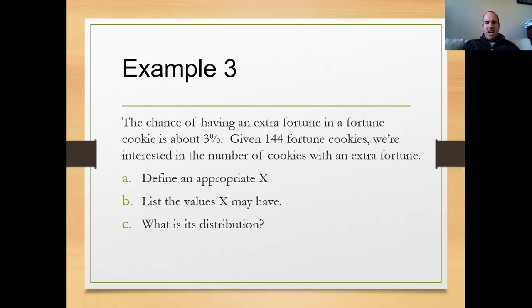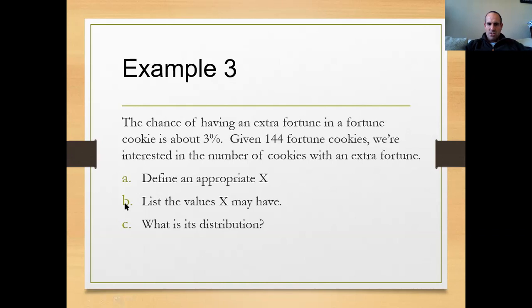Well, okay, we're wanting to count the number of cookies with an extra fortune. That number is going to be between 0 and 144. Now remember, the Poisson distribution can in theory be anything equal to or greater than 0. Here we have an upper limit. So that tells me we're probably talking about the number of successes in a fixed number of trials. And that, my friends, is the binomial distribution.